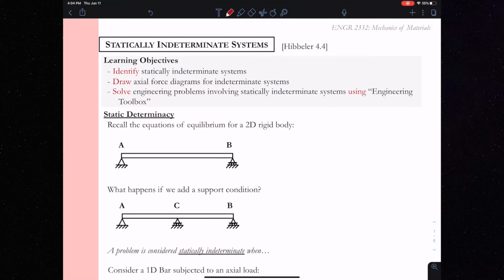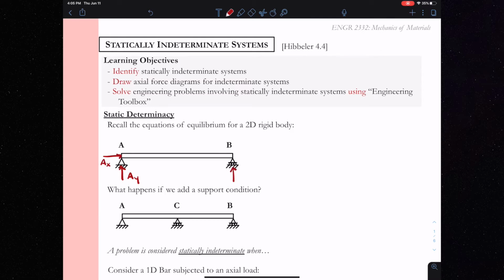In order to apply the force method to a statically indeterminate system, we first have to define what static determinacy means. Looking at the words, it basically means: are we able to determine all the answers, so all the forces and deflections, using statics alone? So I want you to recall the equations of equilibrium for a 2D rigid body from statics.